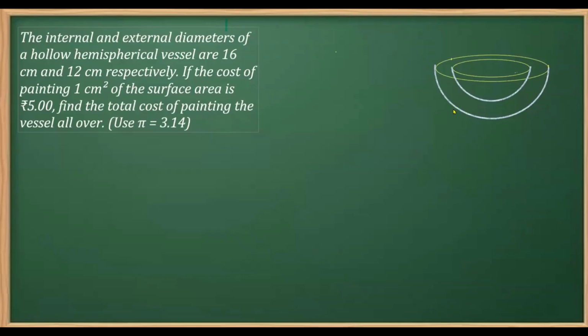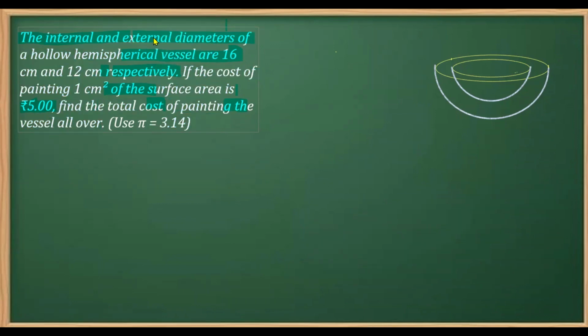This question from the chapter surface area volume says the internal and external diameters of a hollow hemispherical vessel are 16 centimeter and 12 centimeter respectively. If the rate of painting is given as rupees 5 per centimeter square, what we have to find is the total cost of the painting. And here we have to take pi as 3.14.